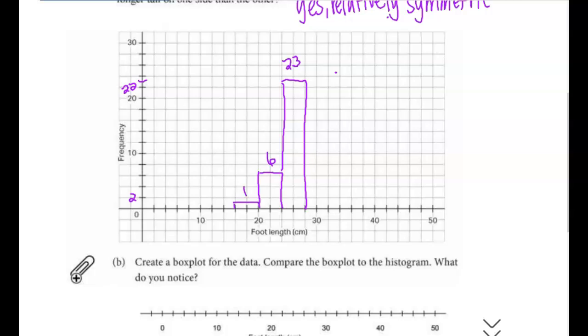And then the next range is from 28 to 32. It should also be 6, right? Make sure you're counting 2 squares. And then the next one is from 32 to 36, and it should be 4. Okay.